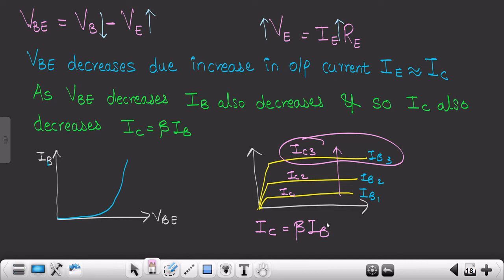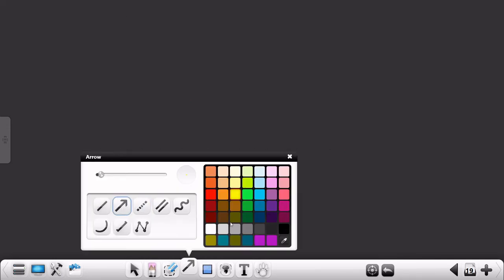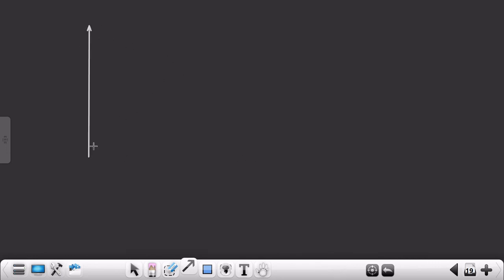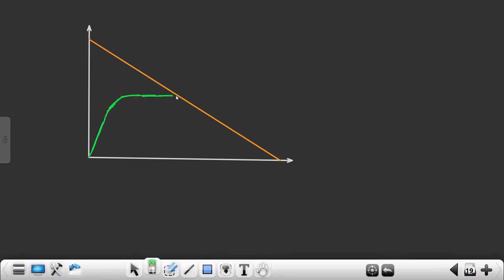So now I hope you understood why it is known as a self-biasing circuit. But I know that you might still have one doubt in your mind about why it is known as self-biasing. So my dear student, again I'm drawing this graph here, the output characteristic of BJT. Let me just draw one rough load line here, something like this, and one rough graph of the output characteristic of BJT. It would be something like this.